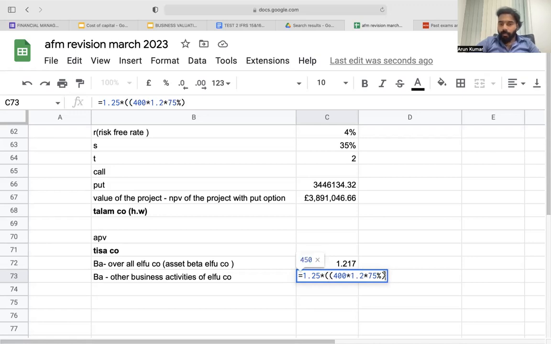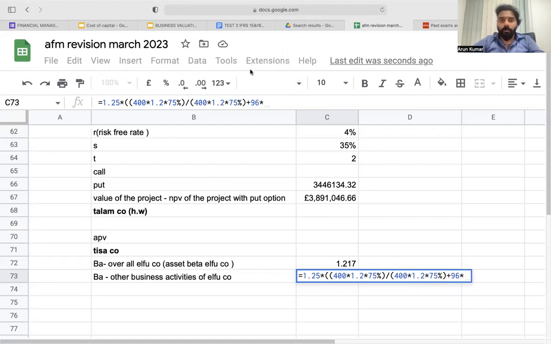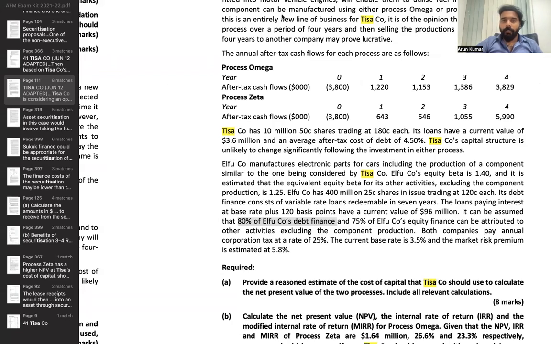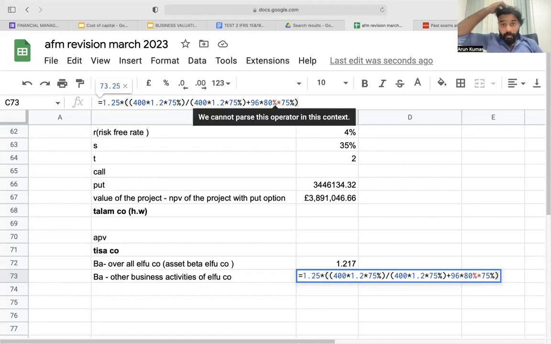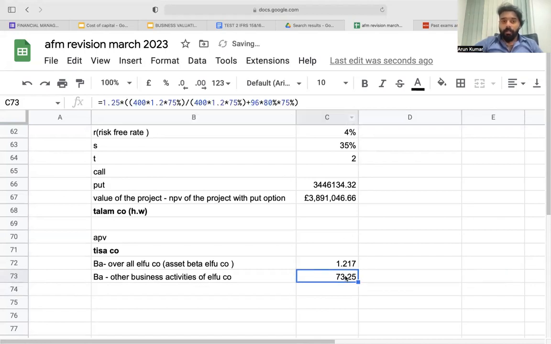The whole amount is divided by that amount plus 96 million into the proportion of debt allocated to other activity. How much was the debt allocated to other activity? Is it 80% or 85%? It should be 80%, into 1 minus T, that is 75%. The tax rate was 25%. So just do the calculation.